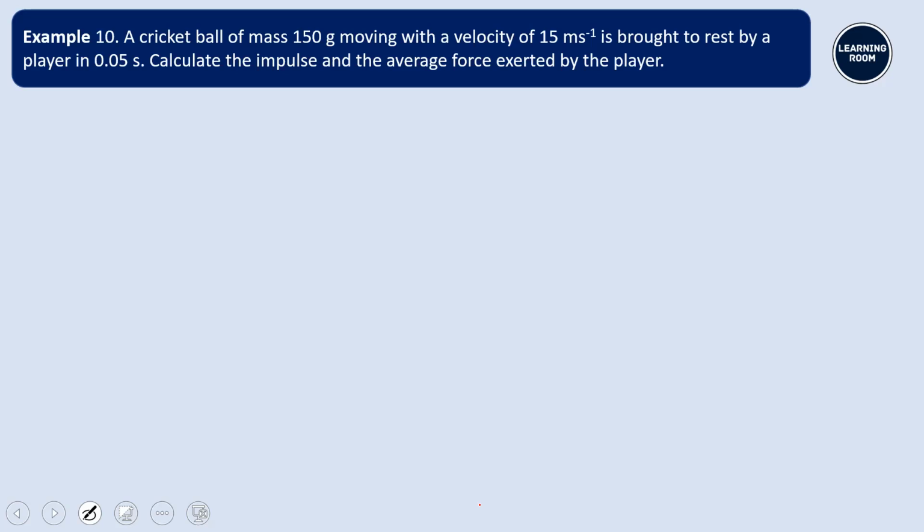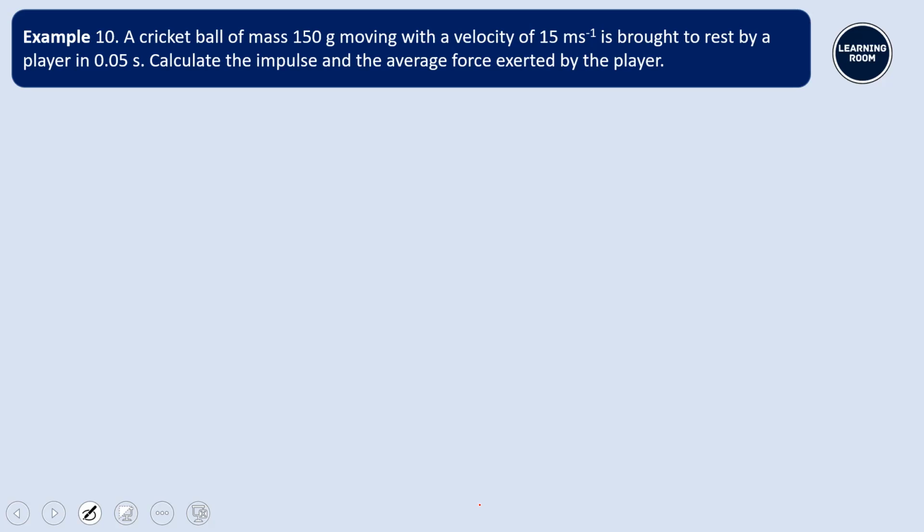Next one is a cricket ball of mass 150 grams moving with the velocity of 15 meters per second, brought to rest by a player in 0.05 seconds. Look at the duration, it's a very short duration. Now, calculate the impulse and the average force exerted by the player.